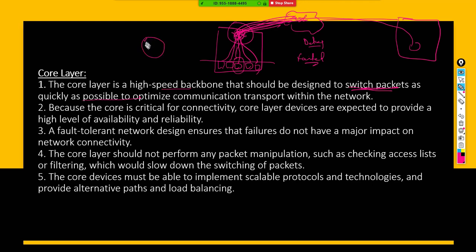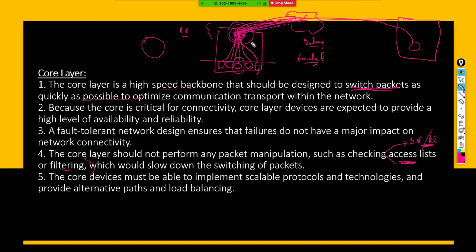So the routers kept in the core should only have the routing protocol enabled. There should not be any access list or any filtering enabled on these core routers, because having these will slow down the performance of those routers. So this is not a best practice to keep in a core. This we can keep either in the distribution or in the access layer, but not in the core.